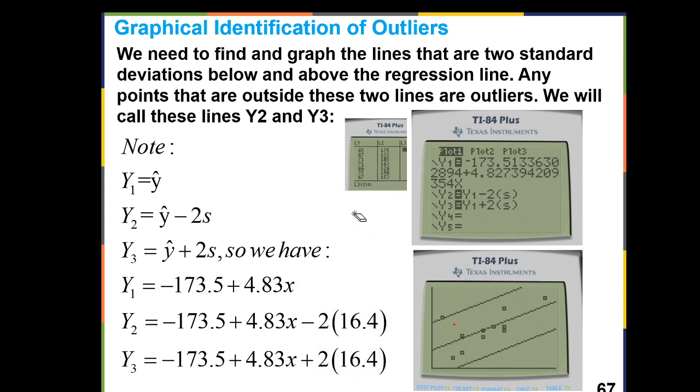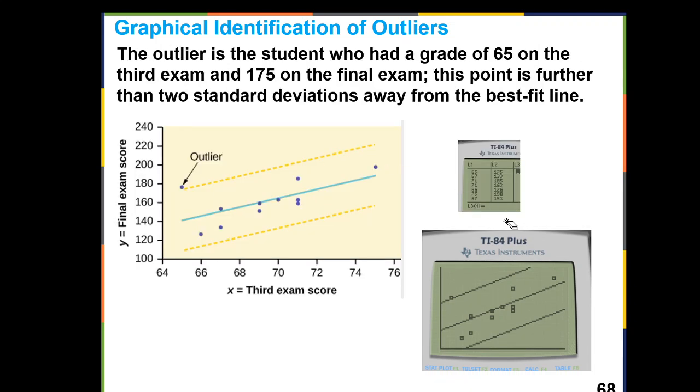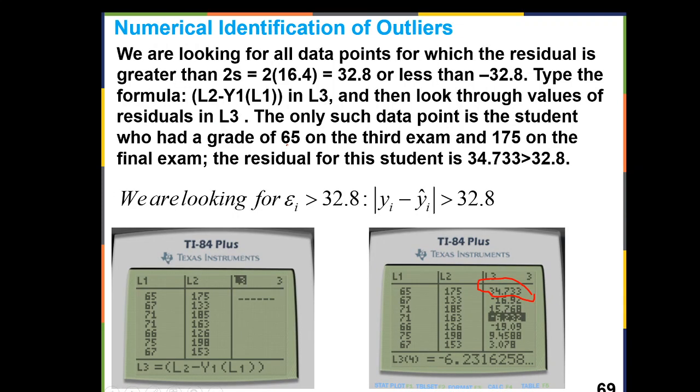All right. So that's how we find an outlier. So that's the outlier right there. And so the first point is an outlier. And numerically, I talked about this already. 2 times s is 32.8, and this is bigger than 32.8, so it's an outlier.